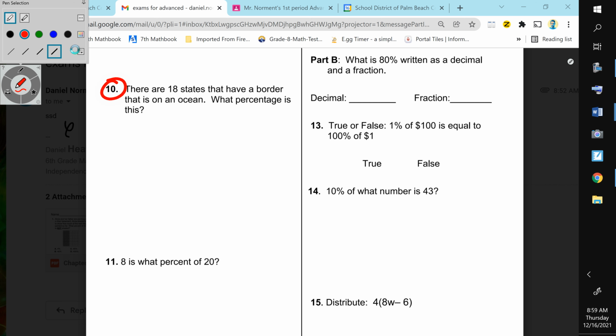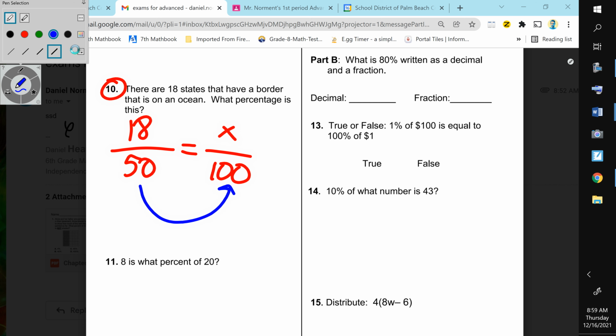What percentage is this? Now remember, 18 states out of 50, and they want to know what's the percent. Okay. So think about what you multiplied this by. That times what is 100. All of you should know that. Multiply this number times the same thing. So whatever this is, multiply 18 by the same thing and you will get your answer. That's a quick shortcut of doing it.